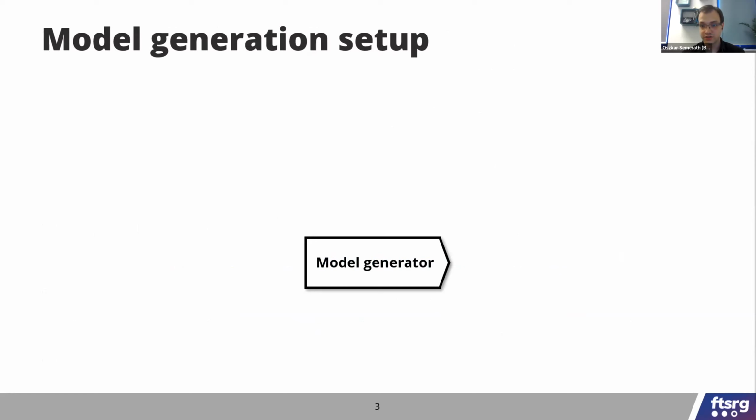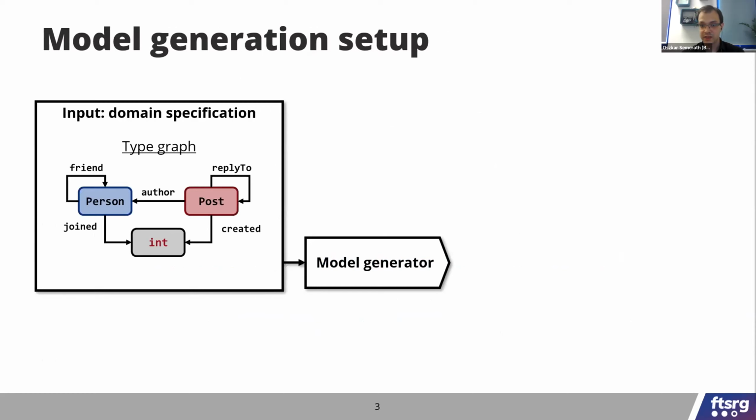First, if we want to generate models, we need to specify the target domain. Typically, an industrial modeling language or the content of a database can be defined by a type graph or a metamodel or a class diagram or something that lists the valid types in the model and the typical relations between them. Here I use the class diagram-like notation.